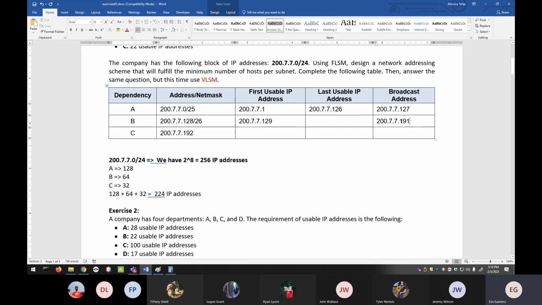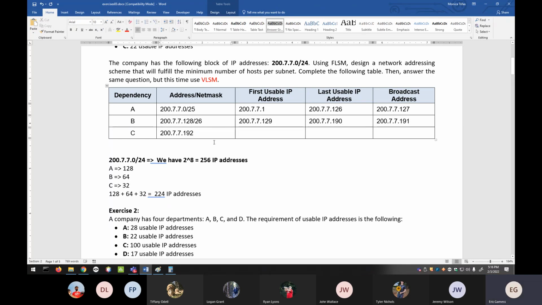And of course, the last valid IP address, which is one IP address before 191, will be 190. Okay, now let's do C.